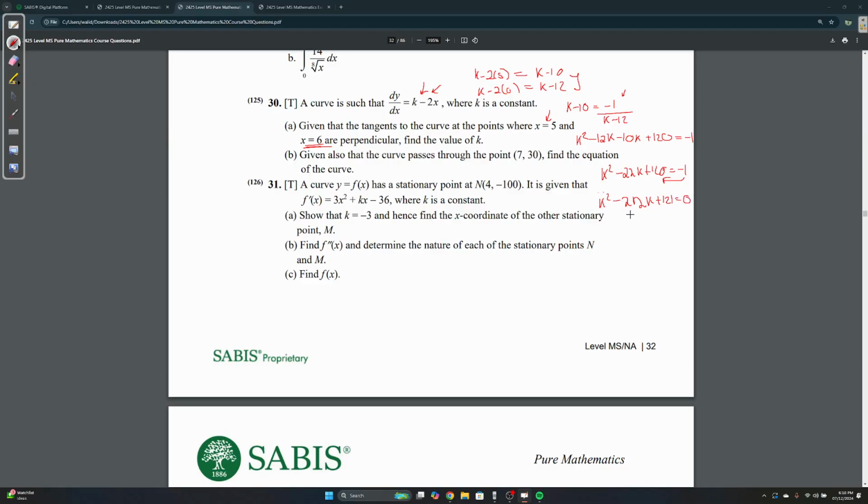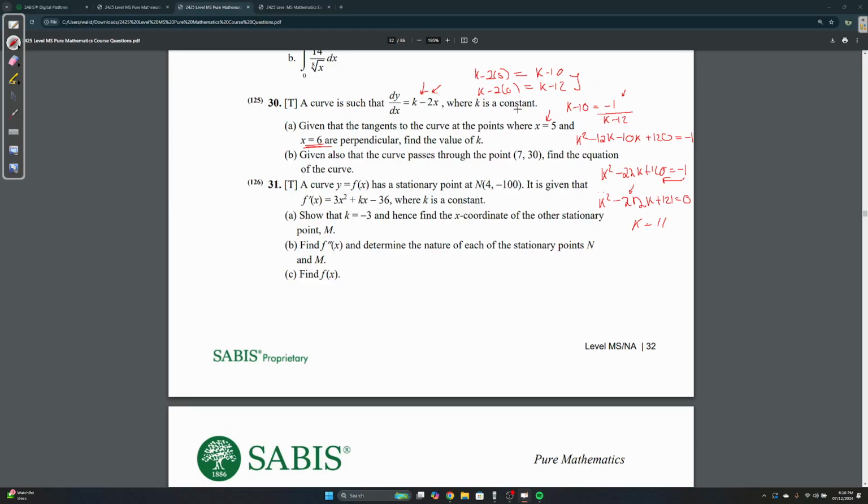So it's a quadratic you can solve. And by the way, this is a perfect square, because the square root of 121 is 11, and 2 times 11 is 22. So this is actually just k minus 11 squared. So your root is k equals 11. Or you can use the quadratic formula, or you can factor, whatever you want. But it's obvious: k equals 11. So the value of k is 11. Given that the curve passes through 7, 30, find the equation of the curve.